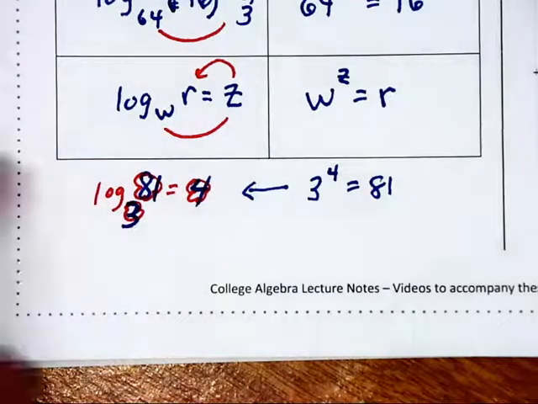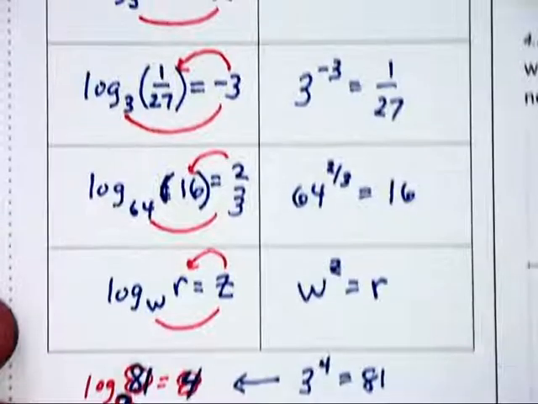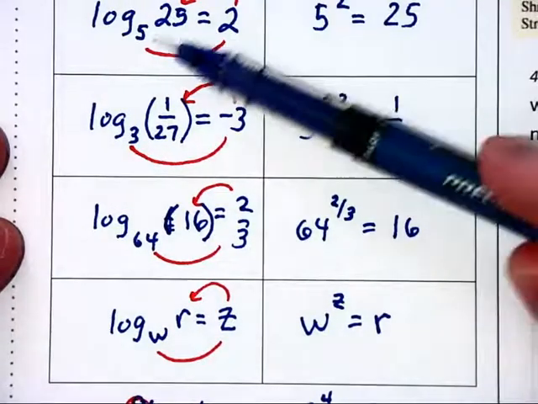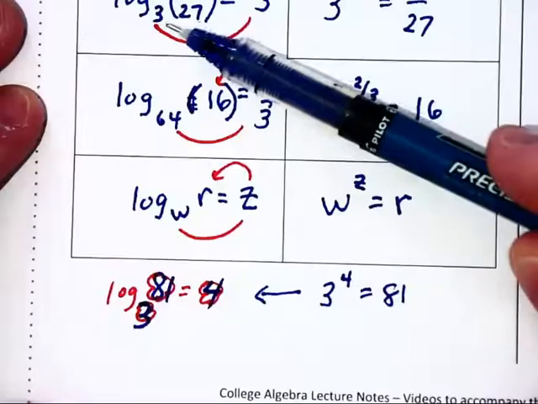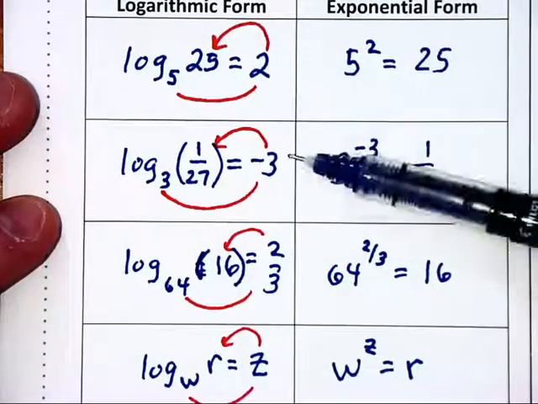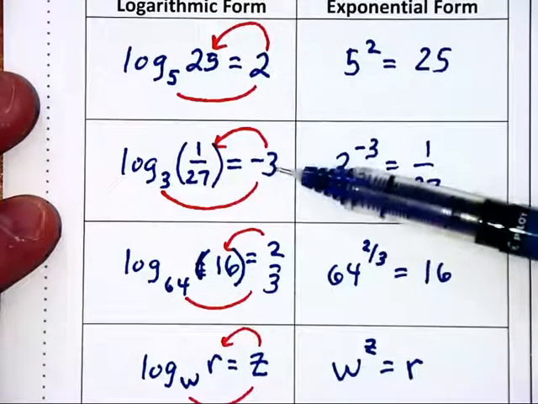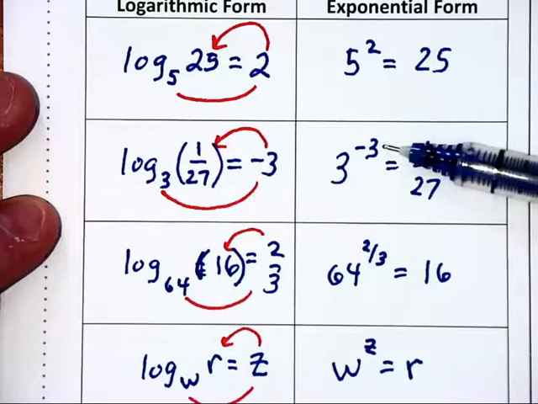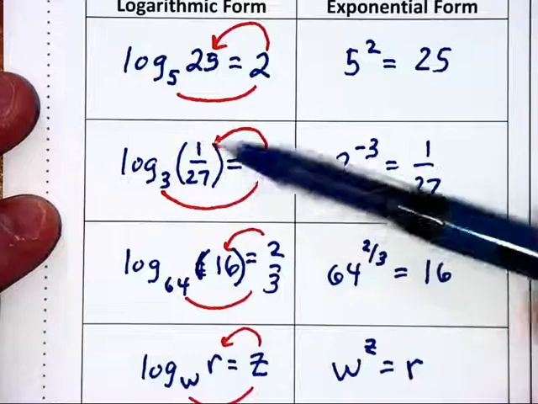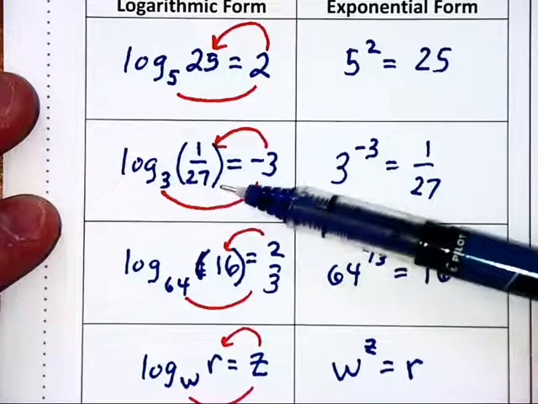Now I want to call attention to a couple things in this chart. Notice the bases are always positive numbers, 5, 3, 64. Whereas if there's a negative involved, it's on the right, or the fraction is negative. We're allowed to have negative exponents. We're not allowed to have negative bases, nor is the argument of a logarithm allowed to be negative.